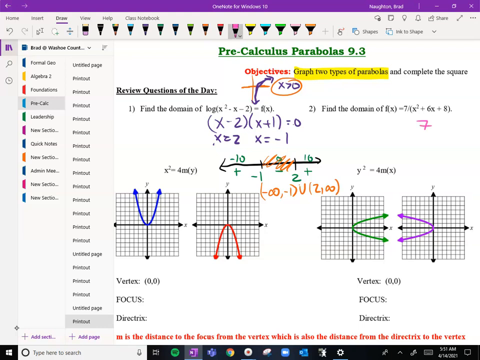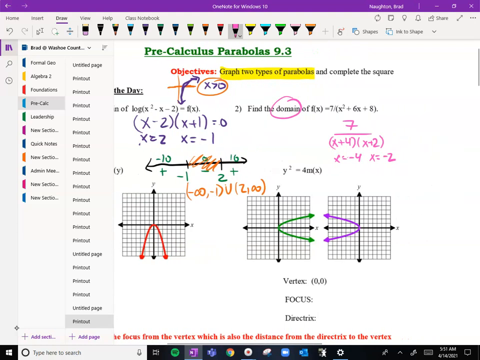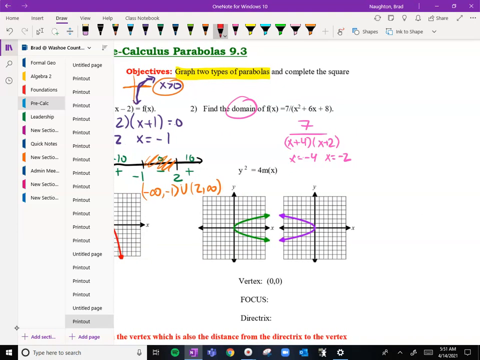For our next one, remember you can't have zeros in your denominator for your domain. So if I factor this, I'm going to get (x plus 4)(x plus 2). And when I solve those, I get x equals negative 4 and x equals negative 2. And as long as your x value, your input, is not those values, then you're good. So it's all real numbers except for those. Okay, so that's generally how we write that.